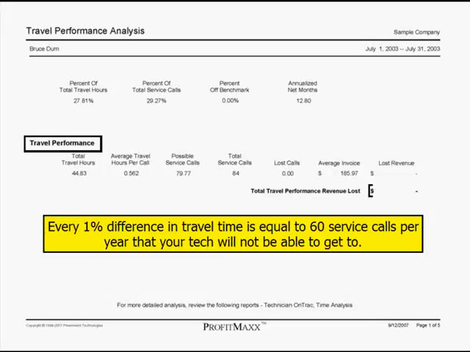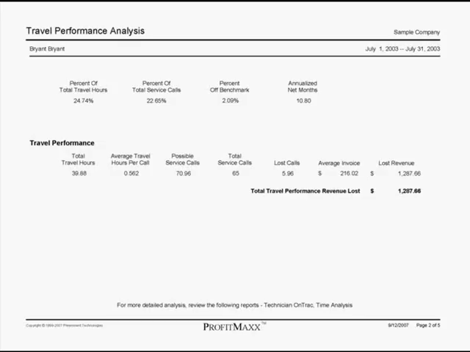Now let's take a look at one of our other technicians. We can see in the upper left-hand corner of this report that we're looking for the travel performance for Bryant. First off, it's a percentage of total travel hours. Bryant used 24.74% of our total travel hours for our team. Bryant had 22.65% of our total service calls. So when we subtract those out, he was off the benchmark by 2.09%.